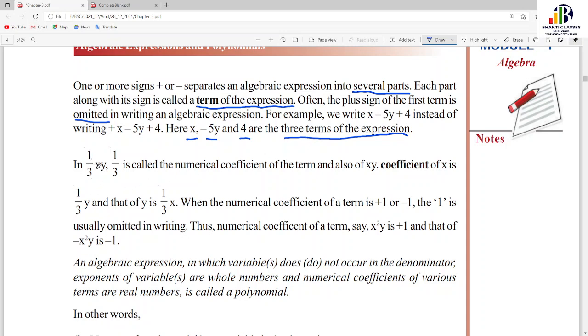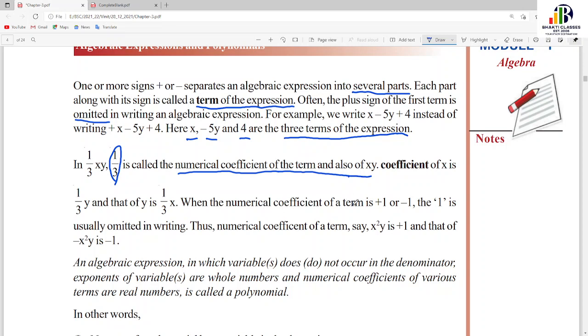In 1/3 xy, 1/3 is called the numerical coefficient of the term, and also the coefficient of xy. Coefficient of x is 1/3 y and that of y is 1/3 x. So 1/3 is the coefficient of xy. Only the coefficient of x is 1/3 y. Only the coefficient of y is 1/3 x.